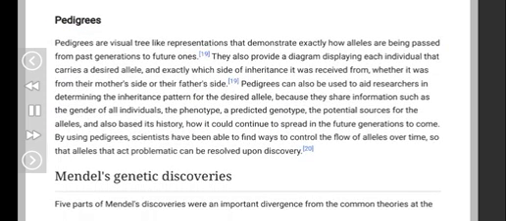Pedigrees. Pedigrees are visual tree-like representations that demonstrate exactly how alleles are being passed from past generations to future ones. They also provide a diagram displaying each individual that carries a desired allele, and exactly which side of inheritance it was received from, whether it was from their mother's side or their father's side.